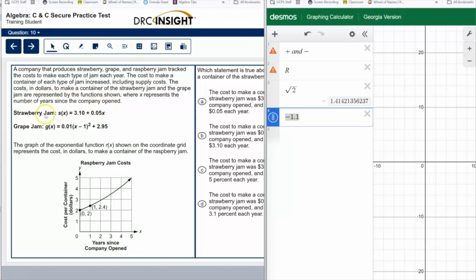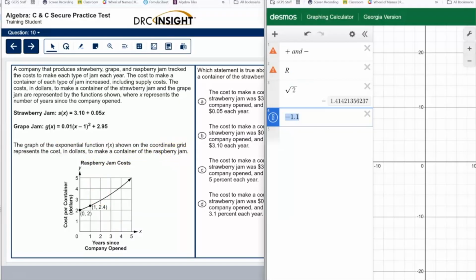So you have strawberry jam. What kind of equation is this? I'm hoping you said linear, because at this point we're that close to the EOC. What kind of equation is grape jam? I'm hoping you said quadratic, because there's a squared right there. The graph of the exponential function, so they're telling you this one is exponential, is shown on the coordinate grid that represents the cost in dollars to make the container of raspberry jam.